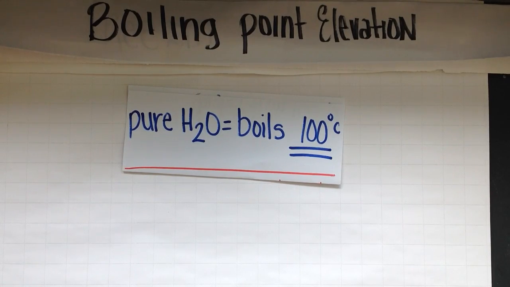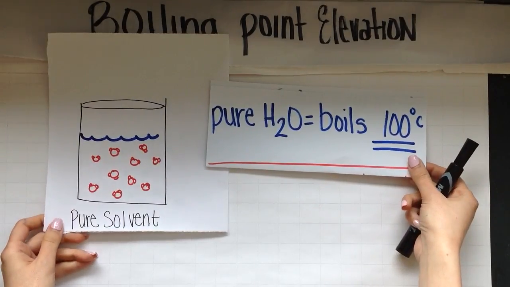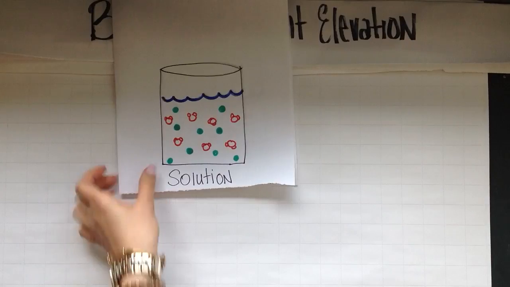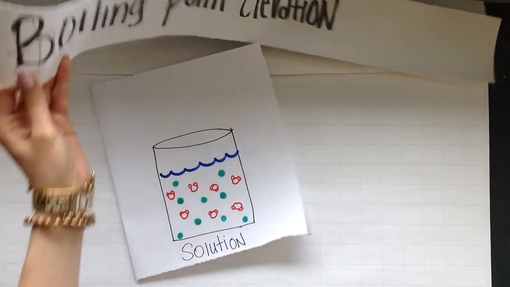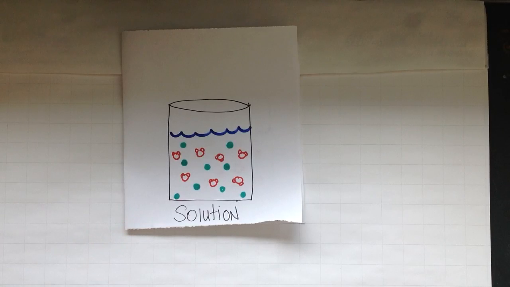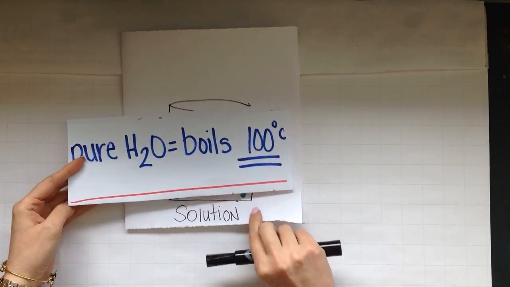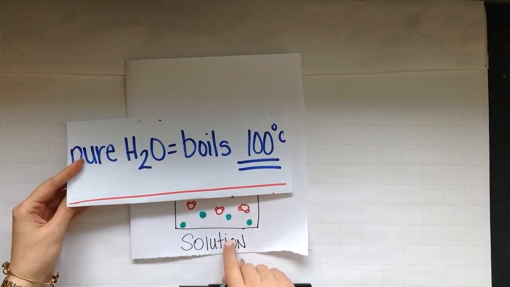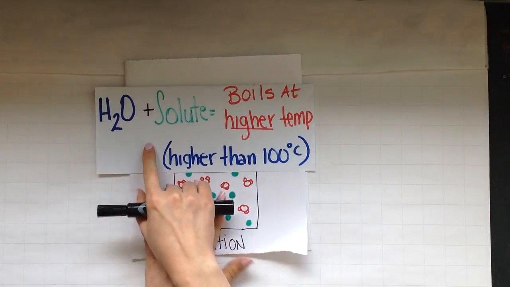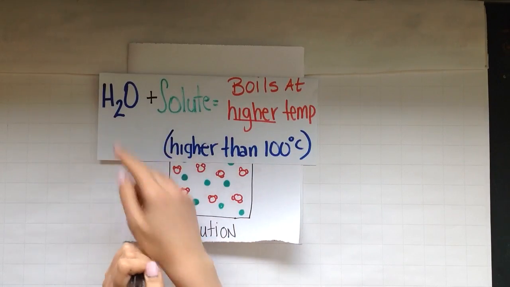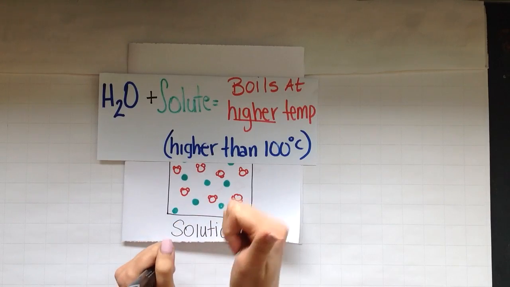Now, if you don't have pure water, so here's our pure water. If you don't have pure water, then you have some sort of a solute in it, seen here by the green spheres. That solute does something to the boiling point of water. No longer is that solvent's boiling point 100 degrees Celsius. Instead, adding some solute to a solvent causes that solvent to boil at a higher temperature. So water no longer boils at 100, instead it boils at a higher temperature.